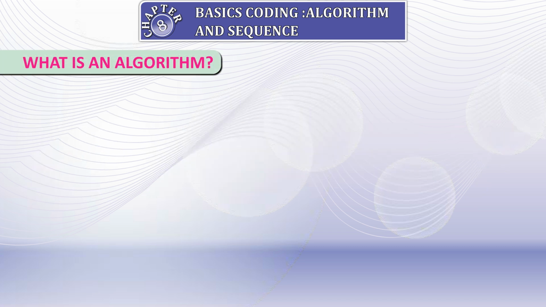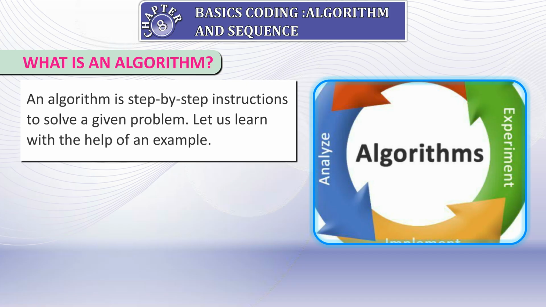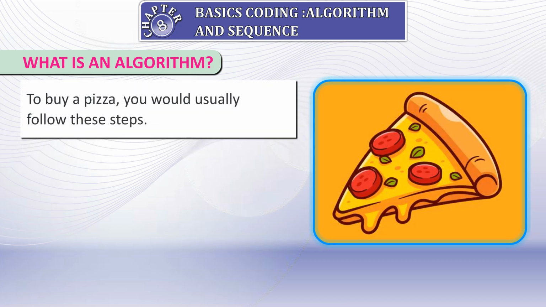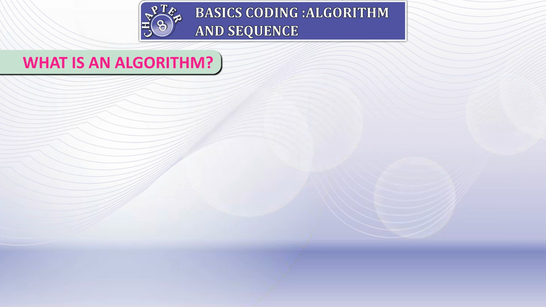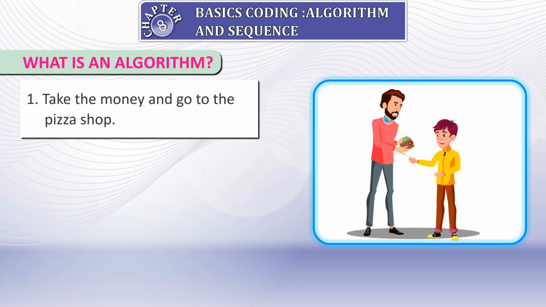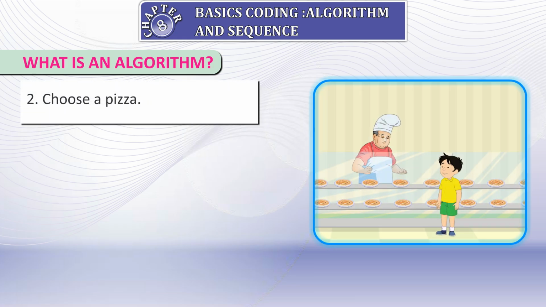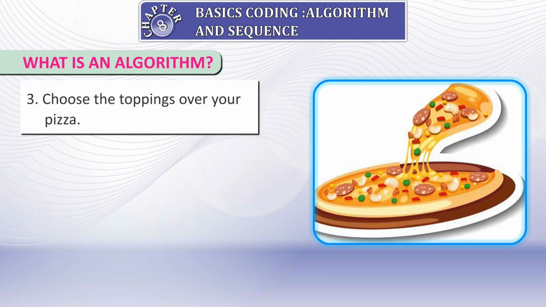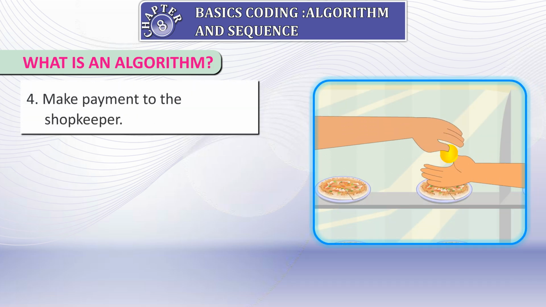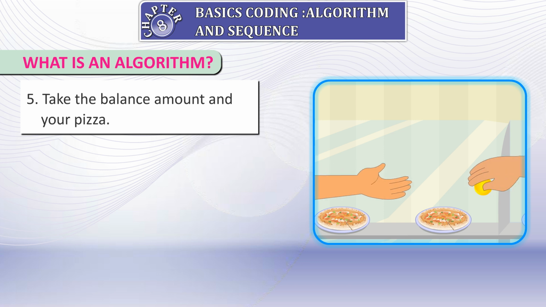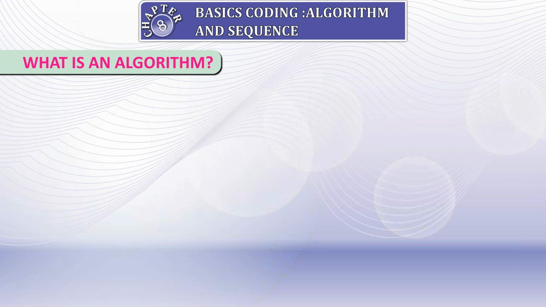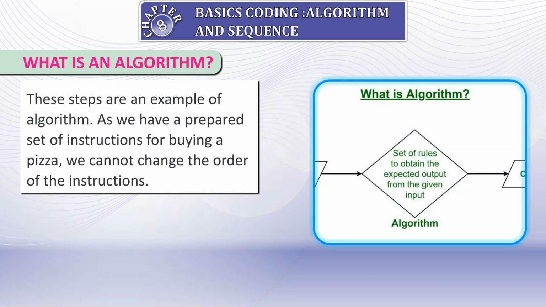What is an algorithm? An algorithm is step-by-step instructions to solve a given problem. Let us learn with the help of an example. To buy a pizza, you would usually follow these steps. 1. Take the money and go to the pizza shop. 2. Choose a pizza. 3. Choose the toppings over your pizza. 4. Make payment to the shopkeeper. 5. Take the balance amount and your pizza. 6. Return home. These steps are an example of algorithm.